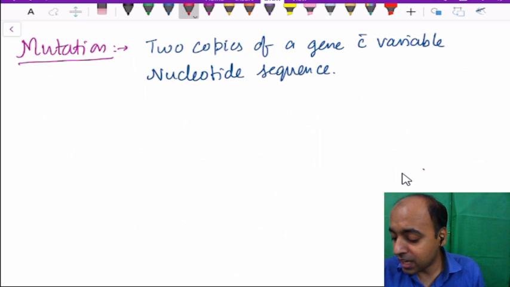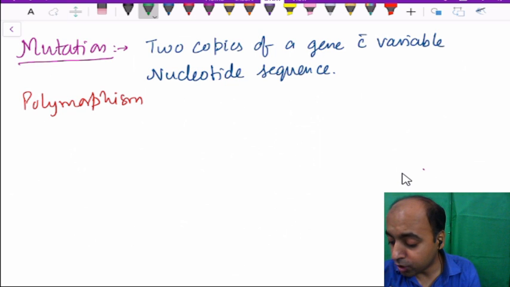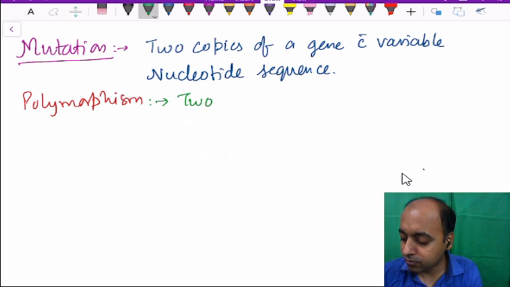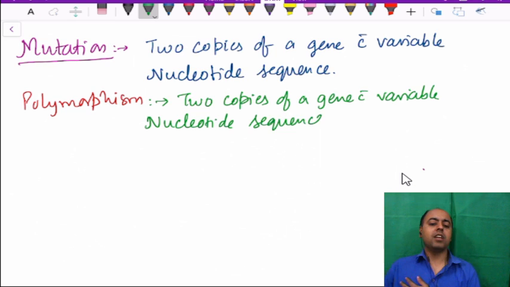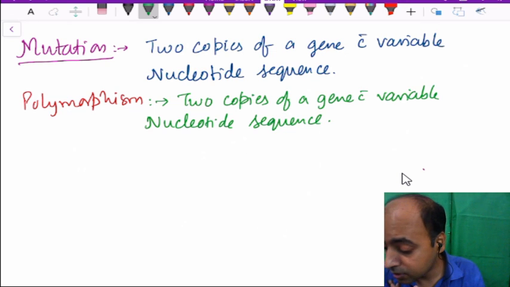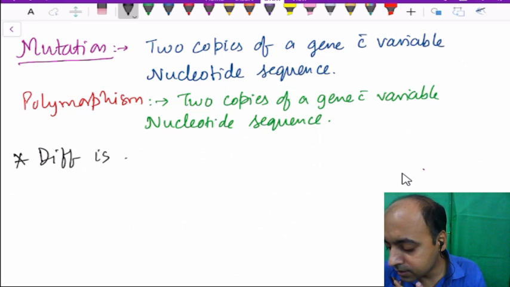In the same frame, we have another term, and that is polymorphism. So you should be able to distinguish between the two. What do you mean by mutation? What do you mean by polymorphism? Because polymorphism also has the same definition: two copies of a gene with variable nucleotide sequence. So how do you distinguish between mutation and polymorphism? They have a similar composition of the nucleotide sequence, similar differences are there. How do you distinguish? Please note, the difference is statistical.